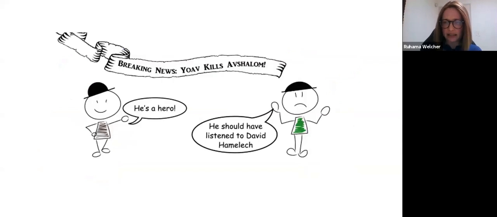beginning of a Navi lesson. Previous Navi lesson, we learned that Yoav killed Avshalom when David specifically told him not to. So today's lesson begins with a breaking news headline. Yoav kills Avshalom. And one person thinks he's a hero, and the other person thinks he should have listened to David HaMelech. What do you think? And your class takes 2 minutes to discuss this.